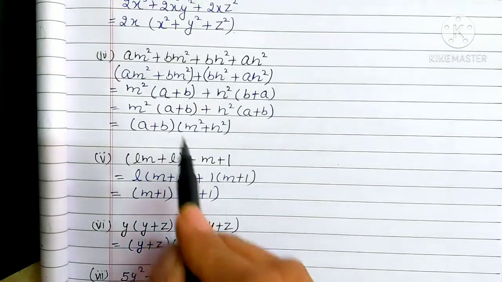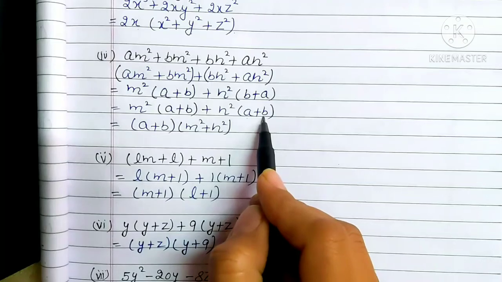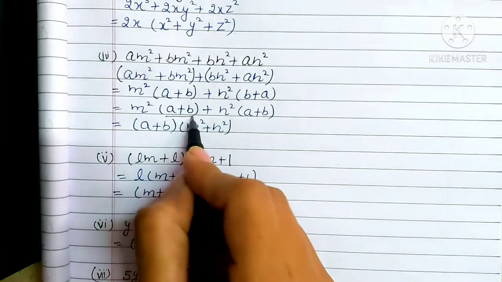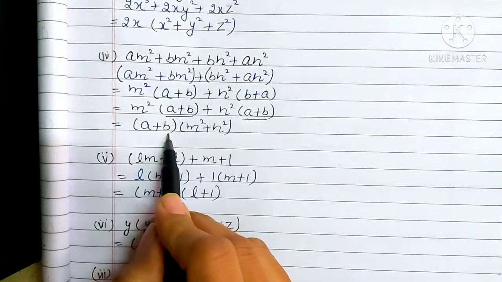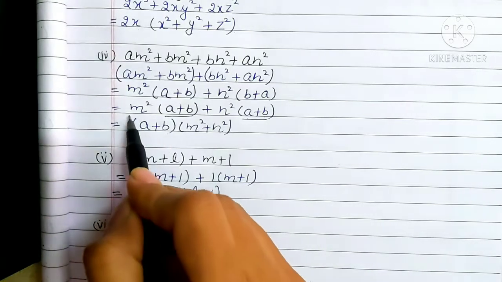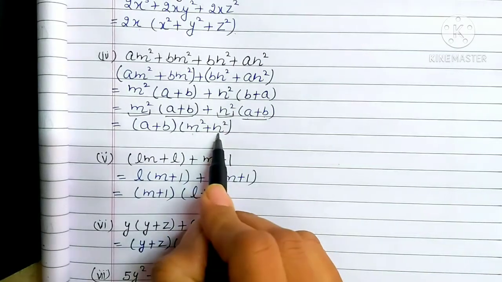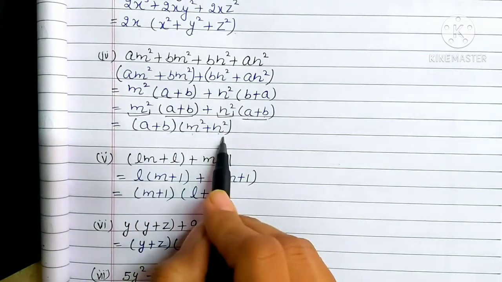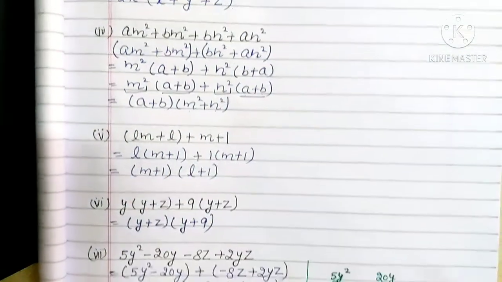So now we can observe, I can write it b plus a, I can write it a plus b also, right? So a plus b and a plus b is the common factor. I can write common factor out, a plus b. Then what is left? M square is left and plus n square is left. So this is the irreducible form. So these two are the factors of this expression.